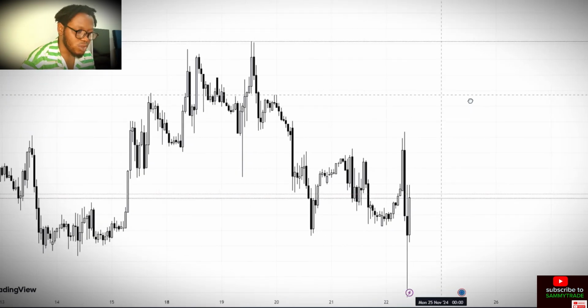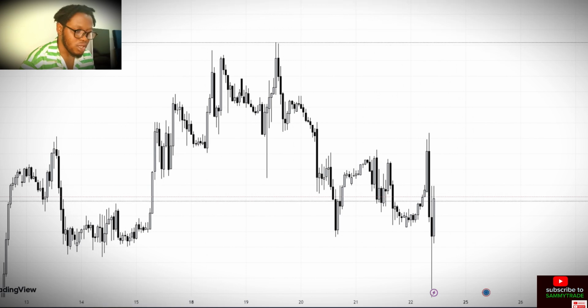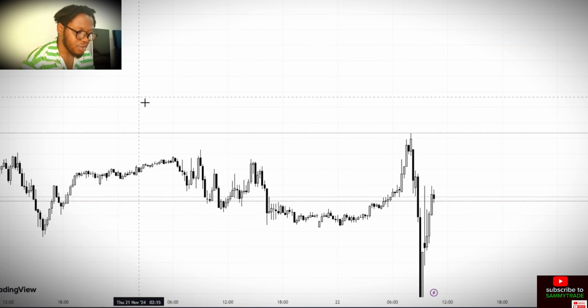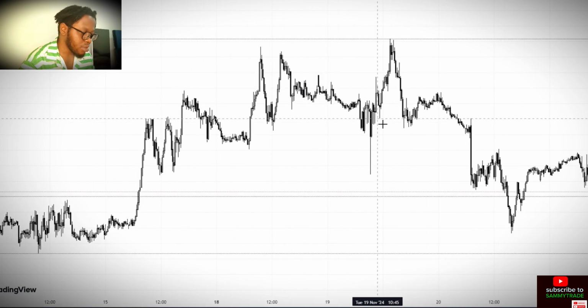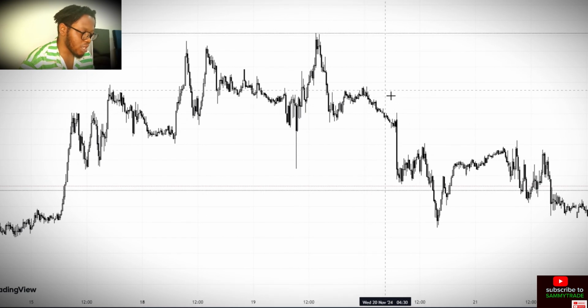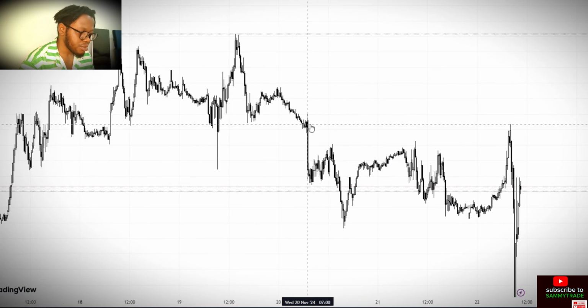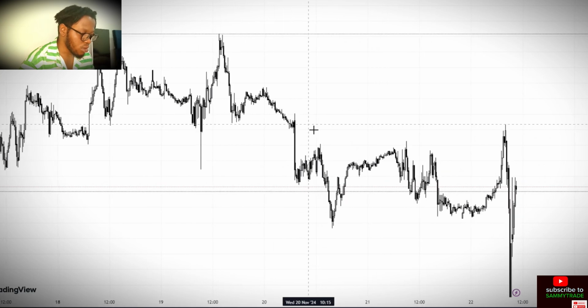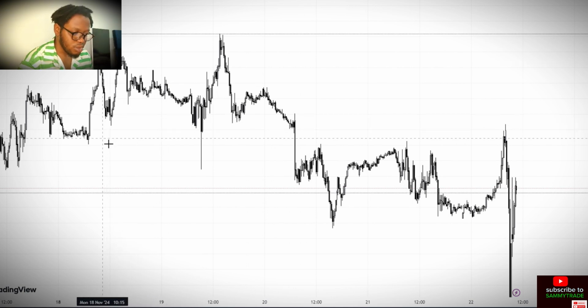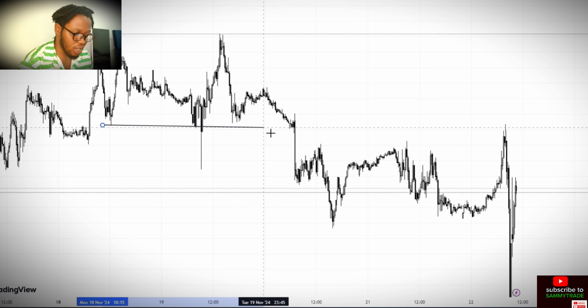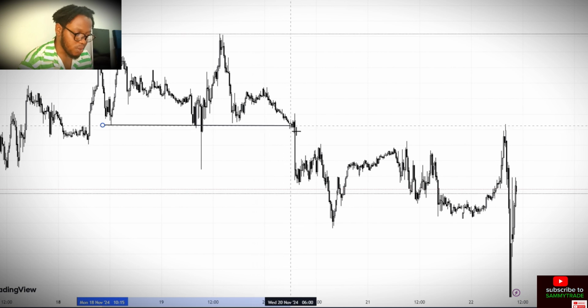Let me show you what price was doing on the 15-minute time frame. So this was what I saw right here at this point. There was a break of structure at this point. Sorry, a change of character rather. There's a change of character at this point.